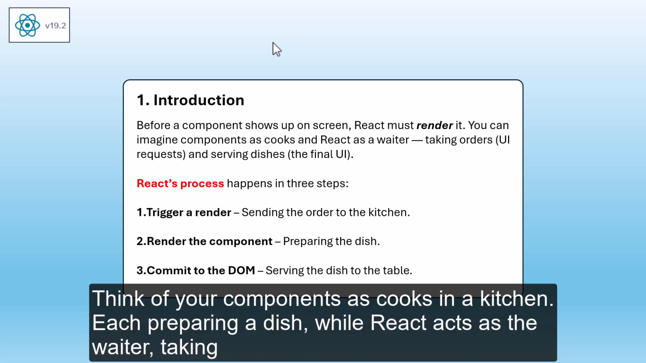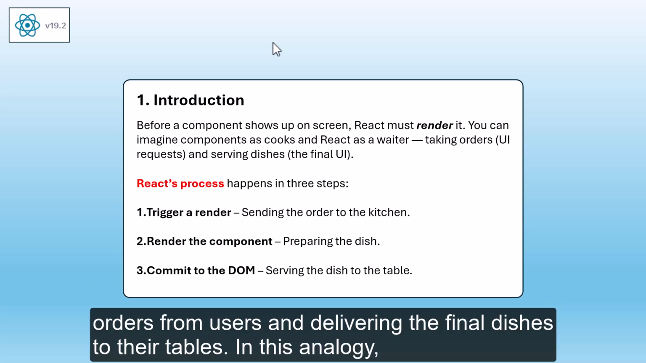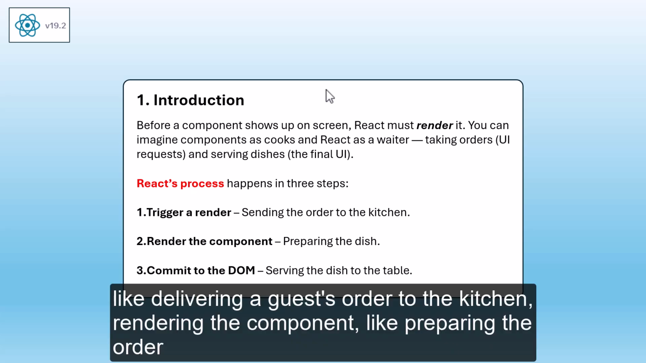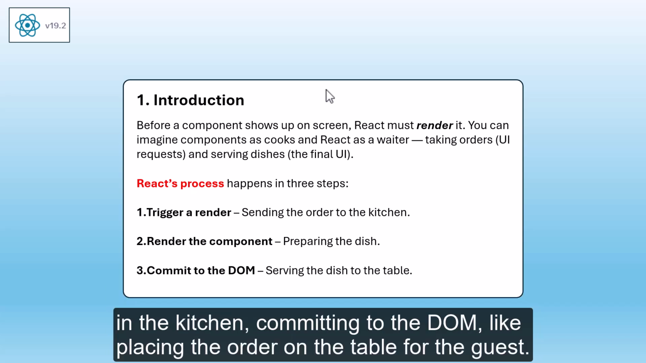Think of your components as cooks in a kitchen, each preparing a dish, while React acts as the waiter, taking orders from users and delivering the final dishes to their tables. In this analogy, React's rendering process can be divided into 3 main stages. Triggering a render, like delivering a guest's order to the kitchen. Rendering the component, like preparing the order in the kitchen. Committing to the DOM, like placing the order on the table for the guest.